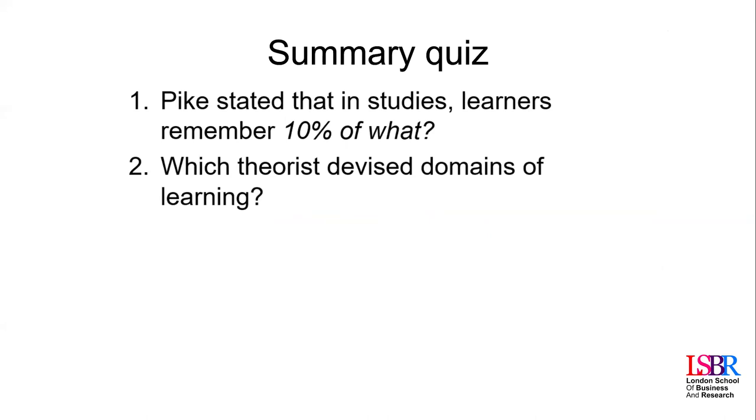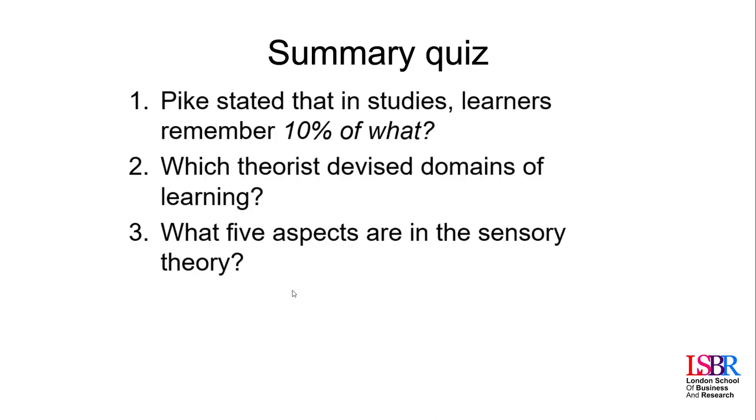So this is our way of checking your learning today. So if you come across a question where you think, well, I can't really remember that, then you need to spend the time to go and look it up and think about it. Question three, what five aspects are in the sensory theory? And number four, what is Kolb's cycle called?